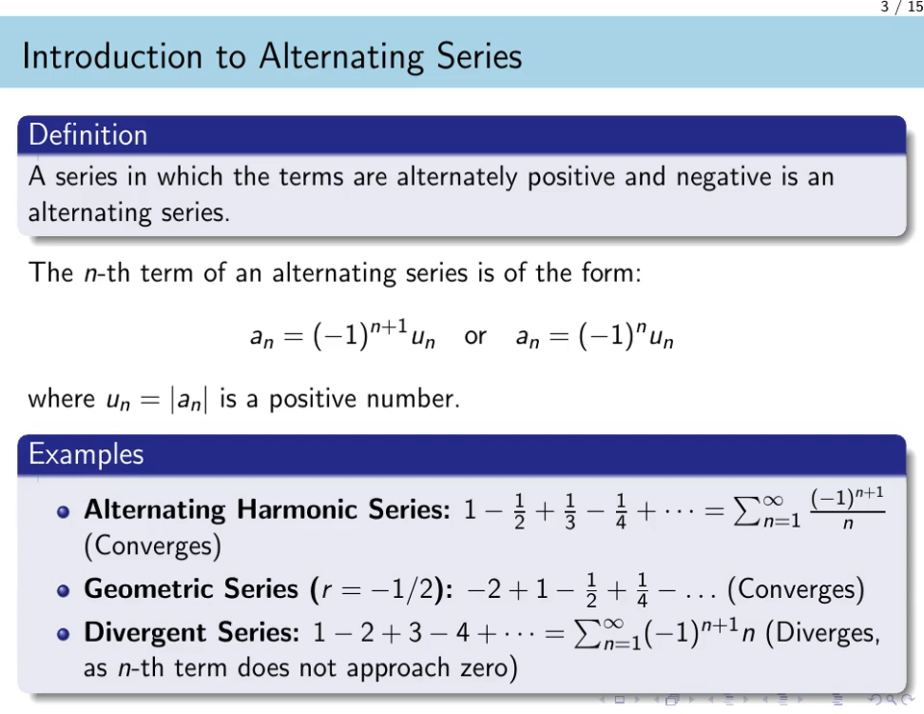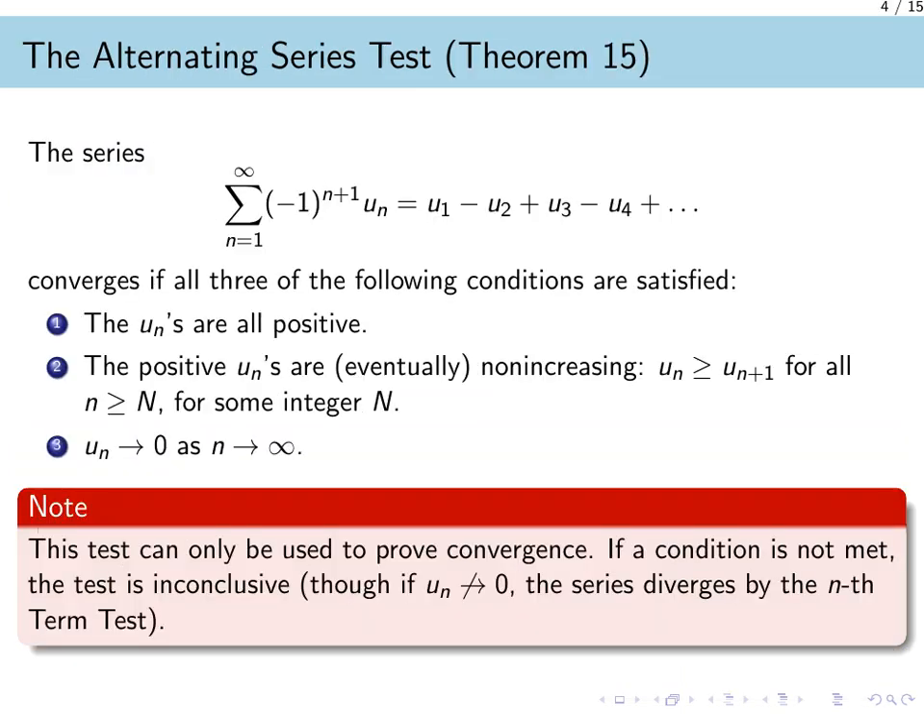Here we have the formal statement of the alternating series test, which gives us a straightforward way to check for the convergence of many alternating series. For a series of the form u sub 1 minus u sub 2 plus u sub 3, and so on, to converge, it must satisfy all three of the following conditions.